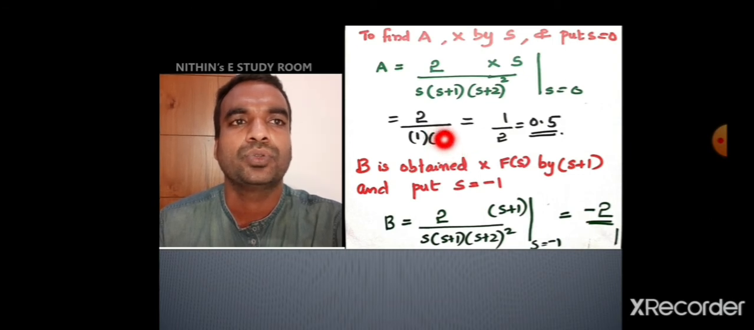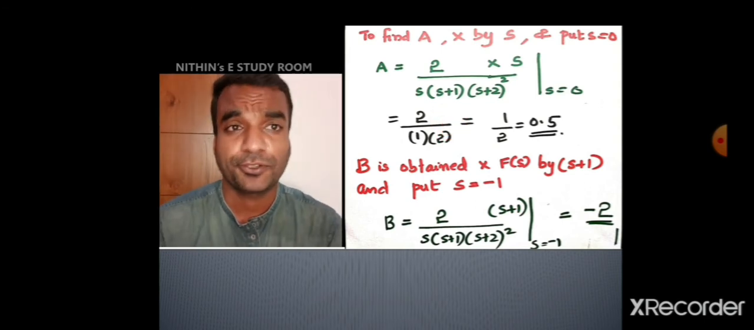Actually, this is not 2, this is 2 square. I'm sorry, please write a square here. So 2 by 4, that is equal to 1 by 2, that is equal to 0.5.